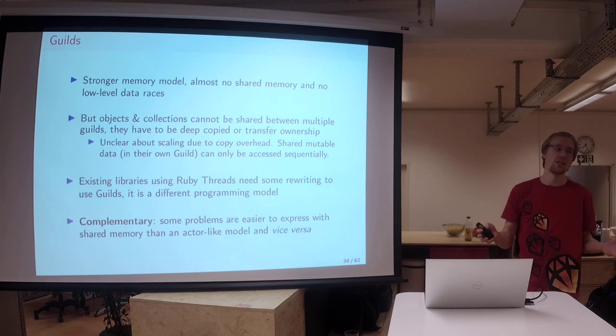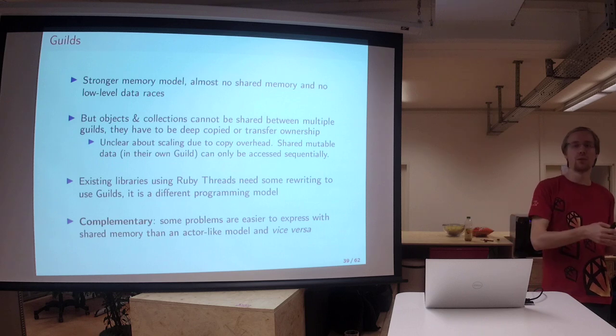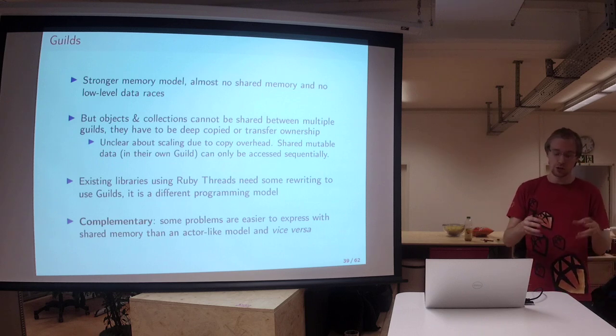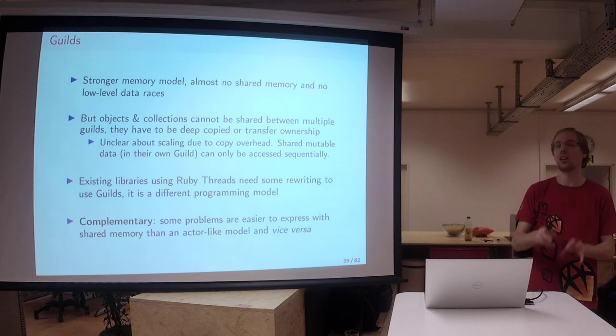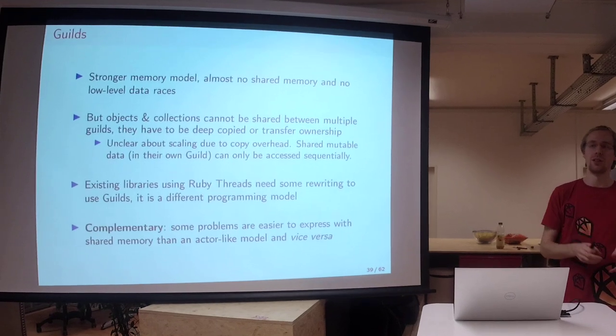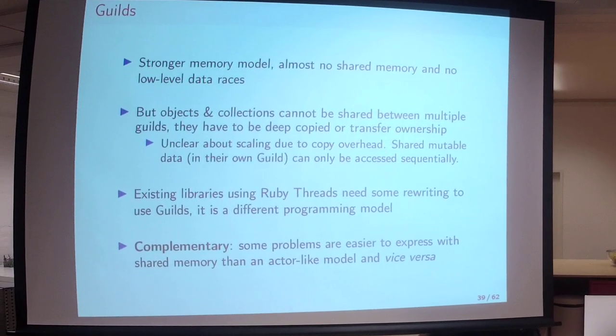Actually, there is shared memory at the process level, but in your Ruby process, every guild would have a different heap, a different Ruby heap, and there's nothing in common in those heaps. So the big problem there is that you cannot share or pass an object or collection around, and well, this is an object-oriented language, so it feels a bit weird.